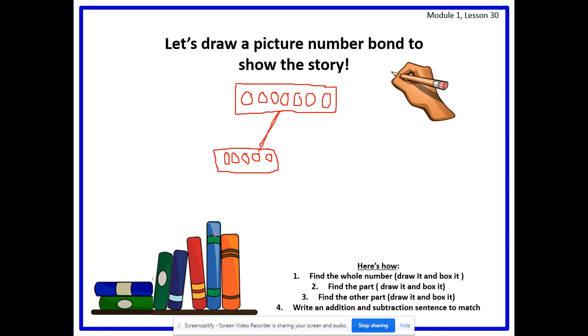Our third key point says find the other part, draw it, and box it. Well, you look at our picture, 5 of the books were the ones we drew right here. Those were the ones they started with. And then the 2 laying down are the ones the student brought. So what is our other part? Get ready.